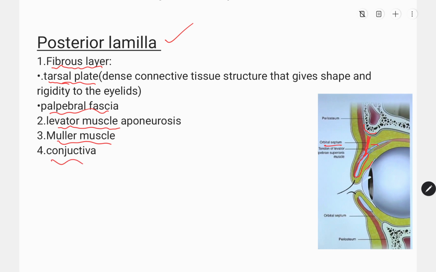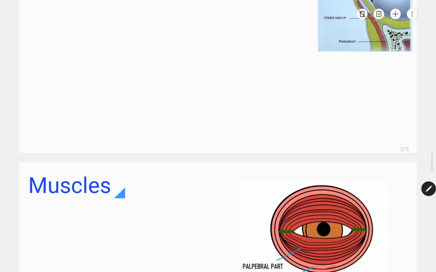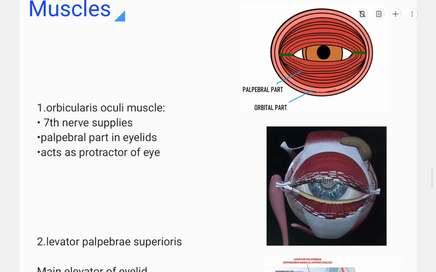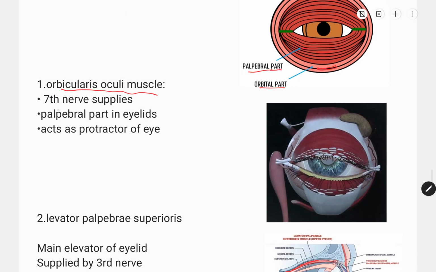You can see the conjunctiva covering the eyeball, covering the side of the eyeball. The other are muscles. So first of all is orbicularis oculi muscle. It consists of mainly two parts, palpebral part and orbital part. The orbital part is present inside the orbit and the palpebral part is present in the eyelid. It is supplied by the seventh nerve. Palpebral part is in the eyelid and it is mainly a protector of the eye. So it closes the eye.